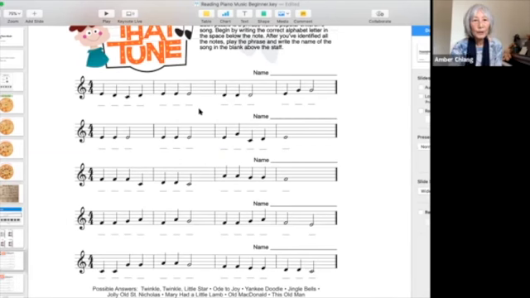Right. Let's first clap this out. I want to make sure you know the rhythm. I'll clap it, and you can clap along. We're going to count. Set our tempo. 1, 2, 3, go.